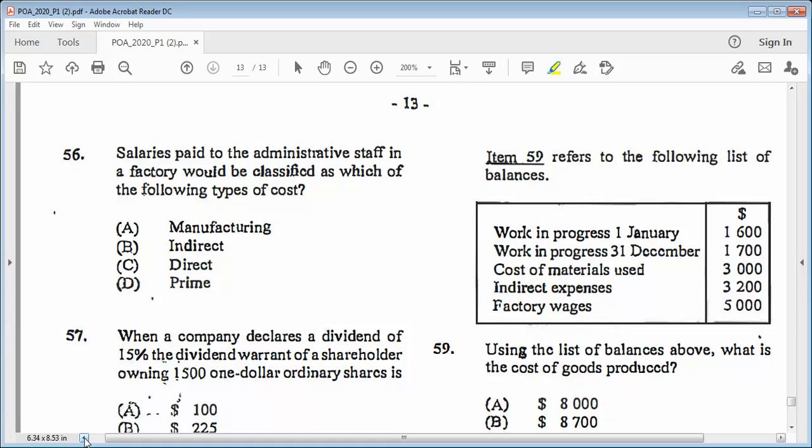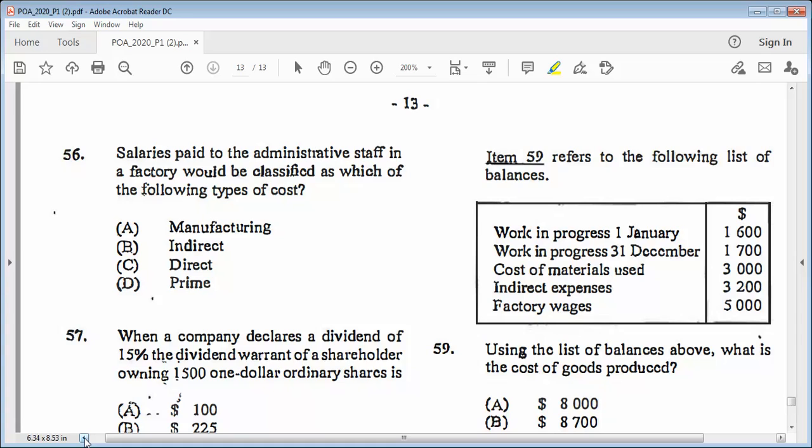What is an indirect cost? Well, indirect costs are all those costs which occur in the factory or in the place where production is being done. And that is why it cannot easily be traced to the items being manufactured.